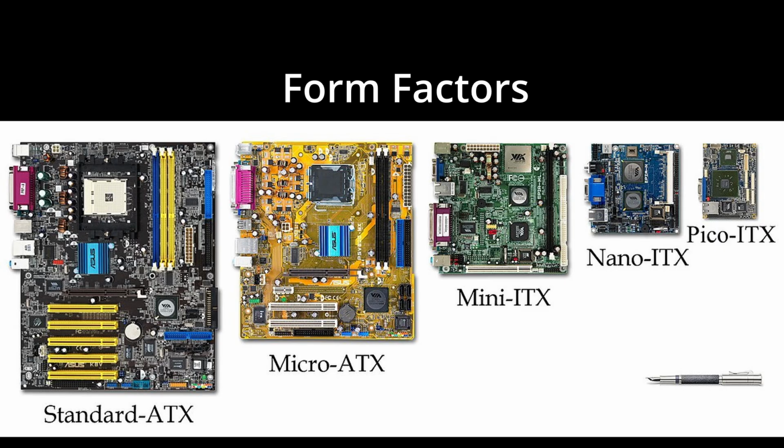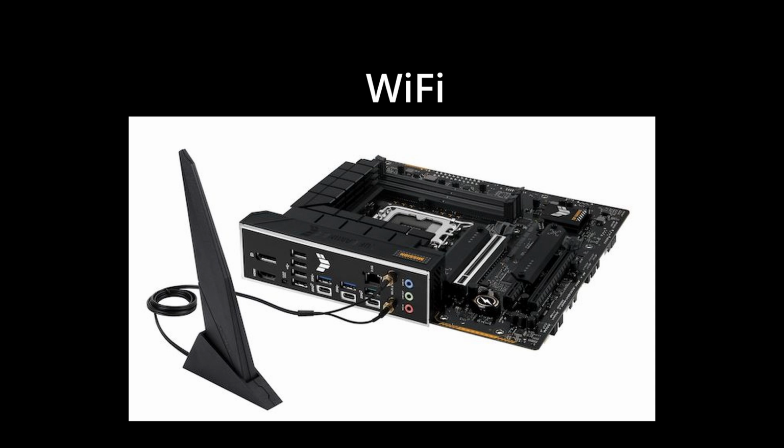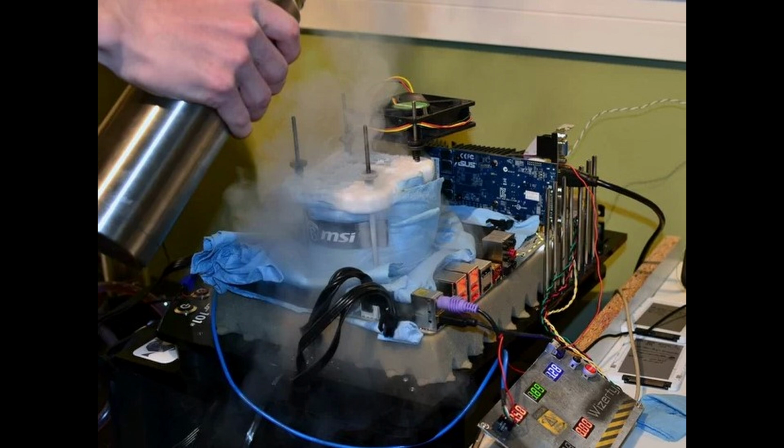Part 2, Advanced Techniques. Form factors. You can have motherboards of different sizes. Wi-Fi. Some motherboards have Wi-Fi and Bluetooth built right in. With overclocking, you can make your processor run faster. In fact, many of these things are standardized and will run on newer or older things.